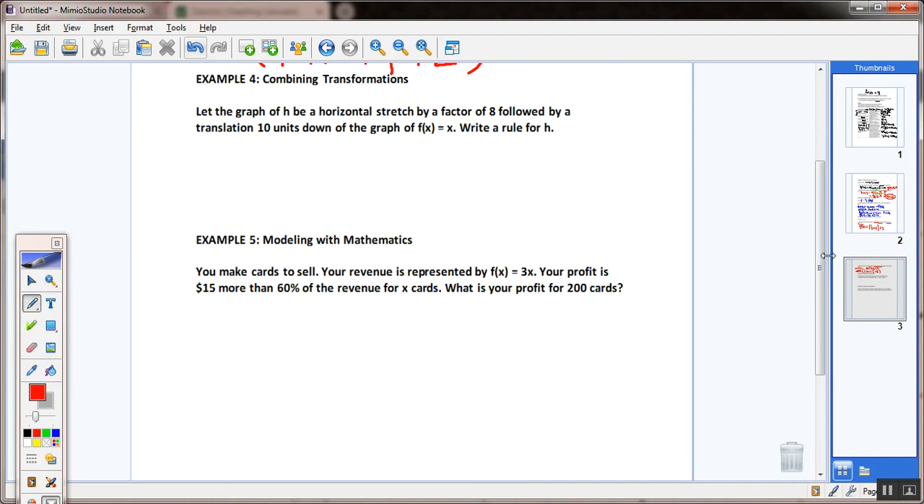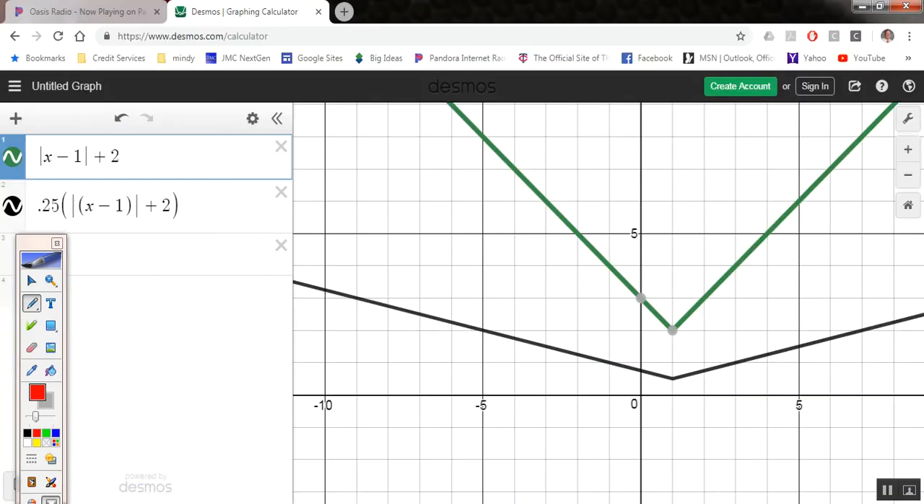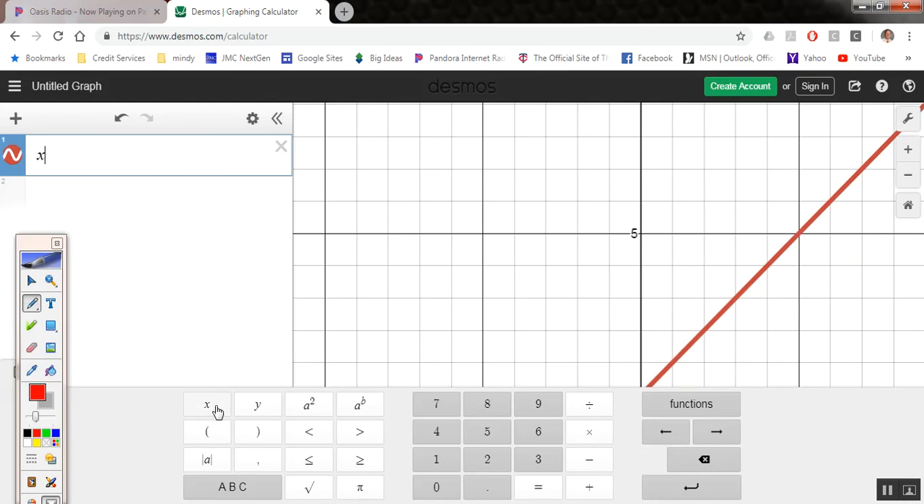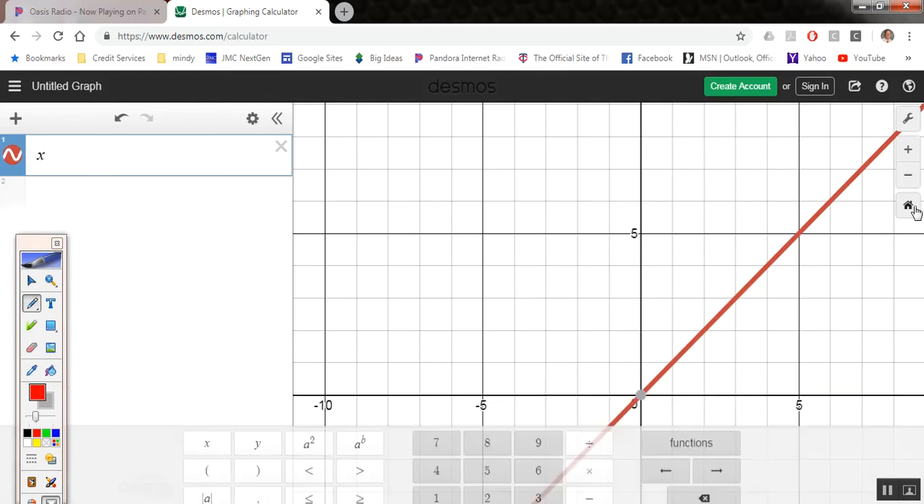Let the graph of h be a horizontal stretch by a factor of 8 followed by a translation 10 units down of the graph of f of x equals x. Write a rule for h. Okay, so the original function is f of x equals x. That's just going to be a line.